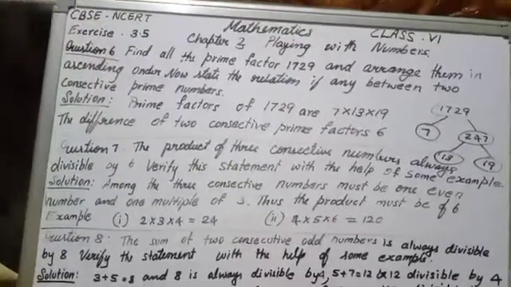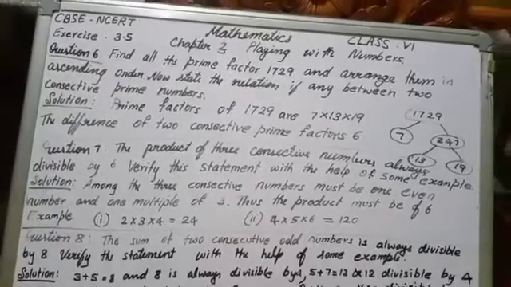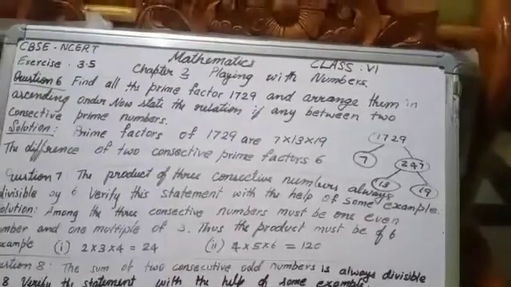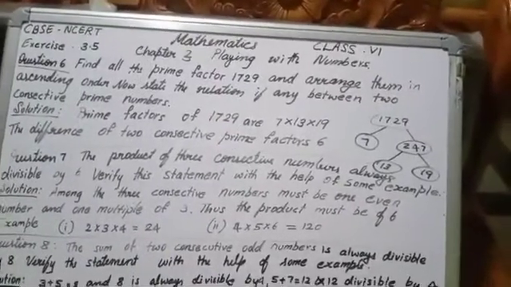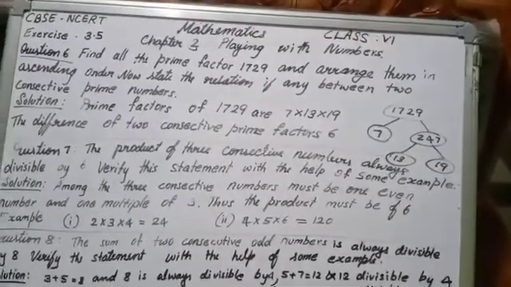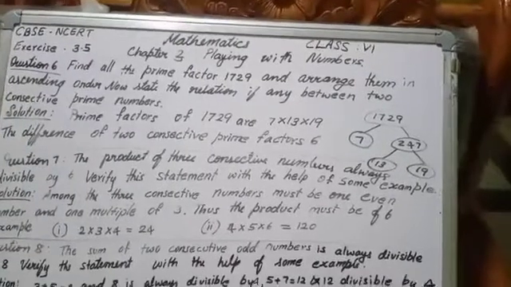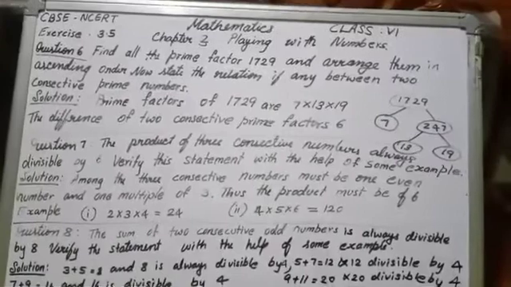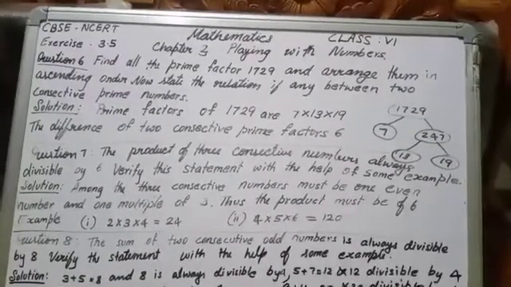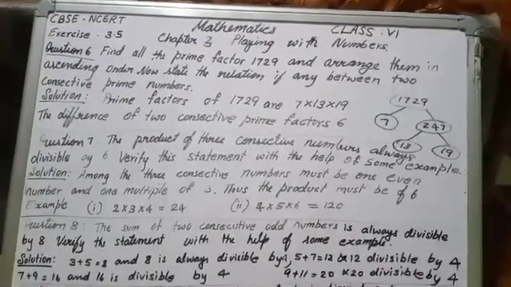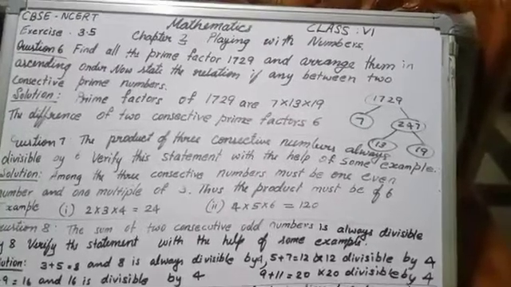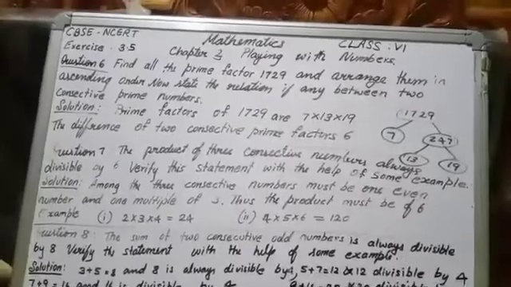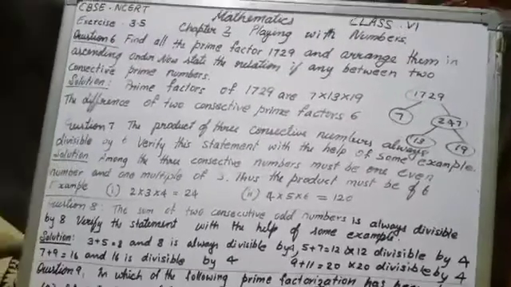So the solutions are: 3 plus 5 is equal to 8, and 8 is divisible by 4. Yes. 5 plus 7, odd numbers, is equal to 12. 12 is divisible by 4. 7 plus 9 is equal to 16, and 16 is also divisible by 4. 9 plus 11 is equal to 20, divisible by 4. In this way, next we can go for question number 9.